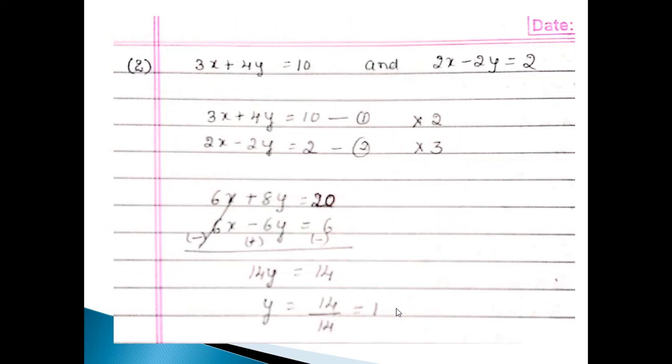Come to the next one. So 3x plus 4y is equal to 10 and 2x minus 2y is equal to 2. Observe the first term. Here it is 3x and here it is 2x. I already told that the first terms should be equal. So what shall we do? First write down the equations. Multiply the second equation by the coefficient of x of the first one. Here the coefficient of x is 3. Multiply the second equation by that 3, and the first equation by the coefficient of x in the second equation, that is by 2. Is it clear?